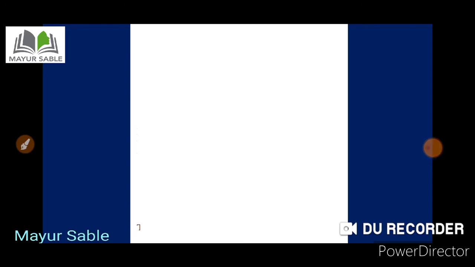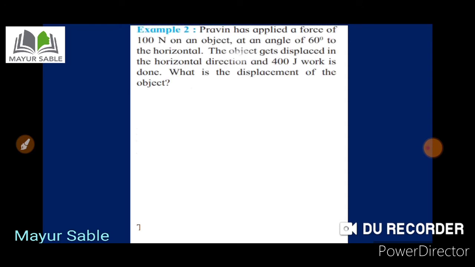Now we will see another example, that is example number 2. Again, read the statement carefully. Praveen has applied a force of 100 Newton on an object at an angle of 60 to the horizontal. The object gets displaced in the horizontal direction and 400 joule work is done. The question asked is, what is the displacement of the object? Here we have to calculate the displacement. We will see the statement again.